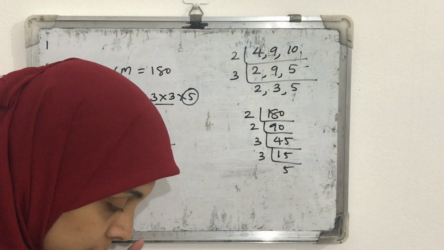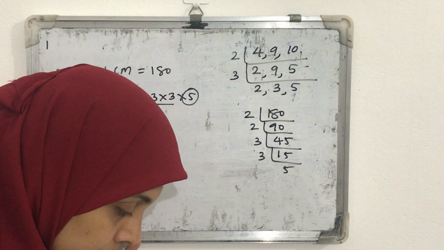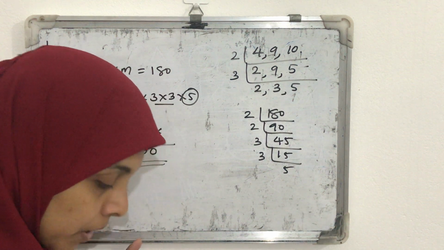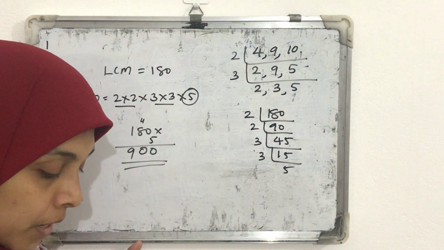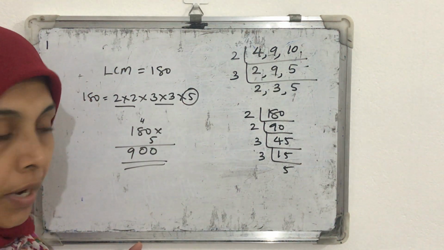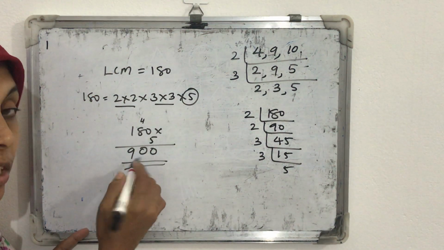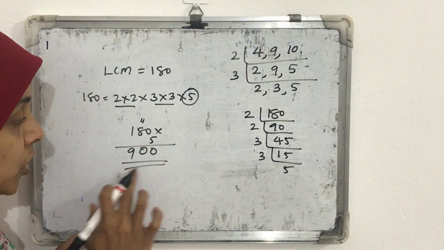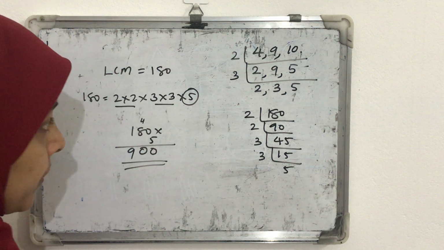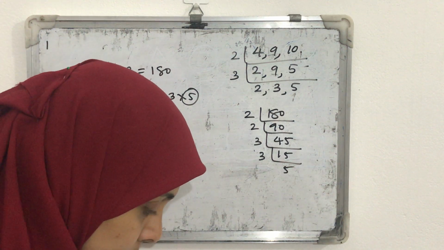Then what do we want to answer? What is the question? Find the smallest square number that is divisible by each of the numbers 4, 9 and 10. So the required square number is 900. Now one more question like this.